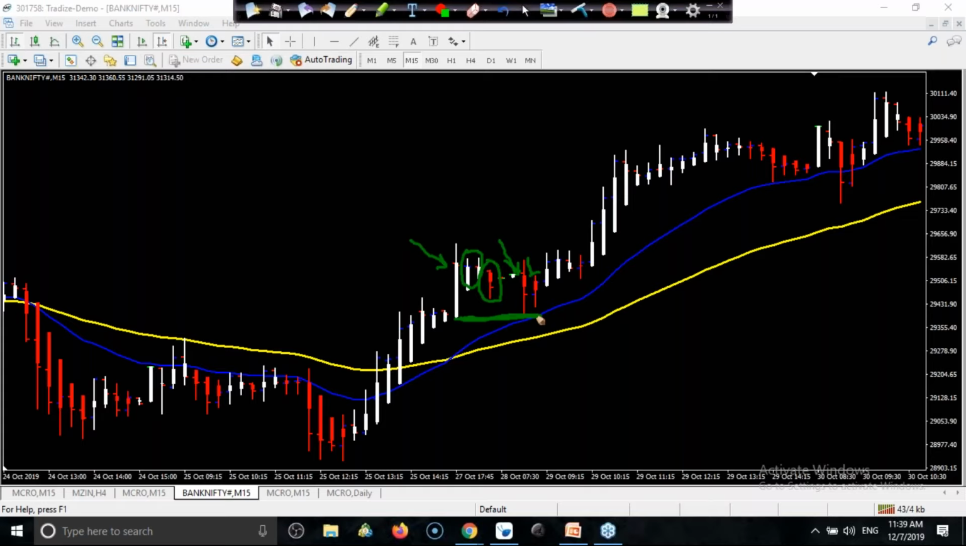Now we are ready to buy. When will you start buying? When they will break this previous higher point. So this candle broke the previous higher point, and this is our buy opportunity. And remember, if 20 moving average above 50 moving average, so we will start only buy. We never take any sell position.